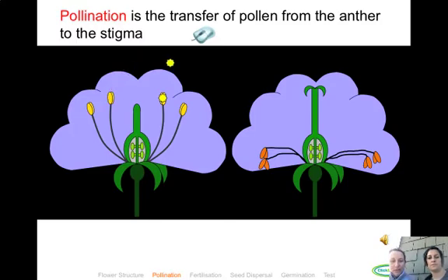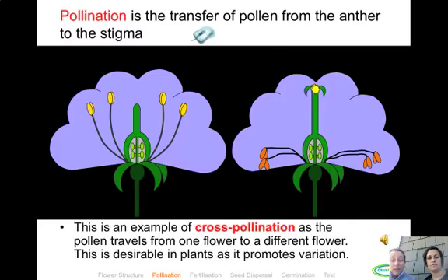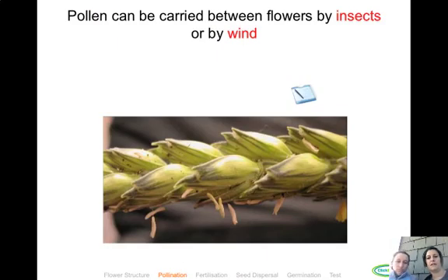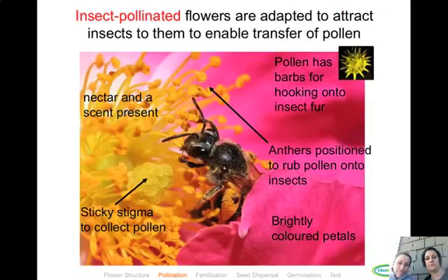So it's going to look like this. The pollen is going to come from the anther and go over to the stigma of another flower in this animation. This is an example of cross-pollination, as the pollen travels from one flower to a different flower. This is desirable in plants as it promotes variation. Okay, pollen can be carried between flowers by insects or by wind. I believe you learned a little bit on this about transport in our last podcast.